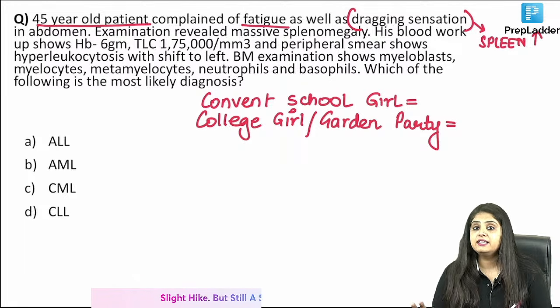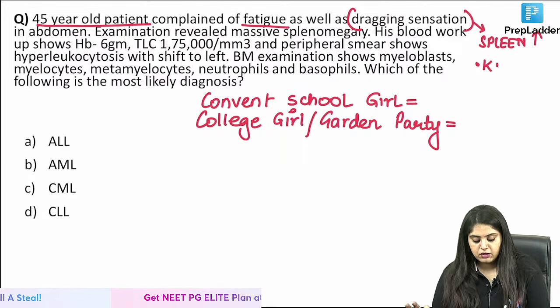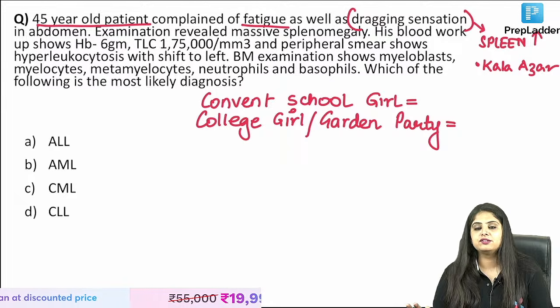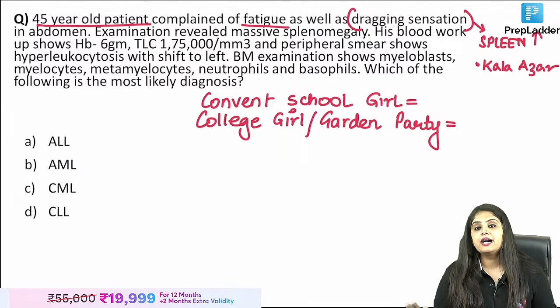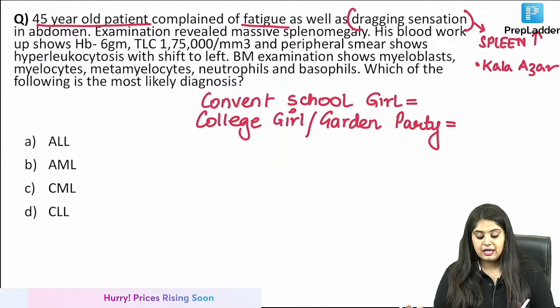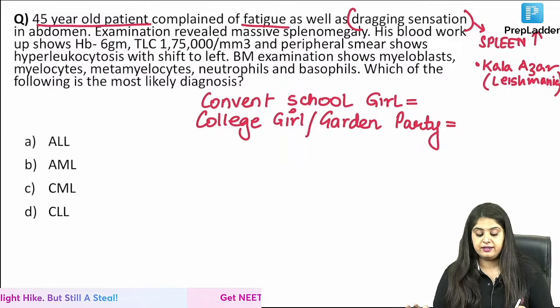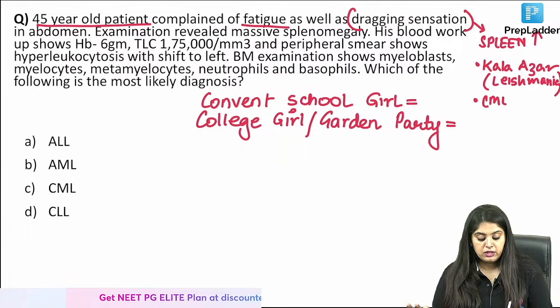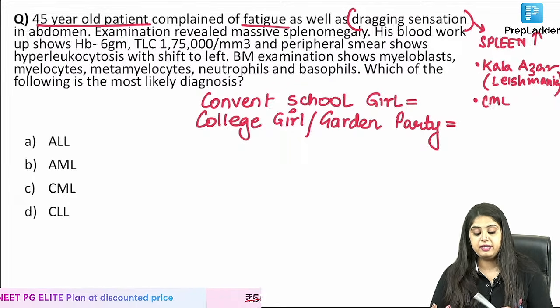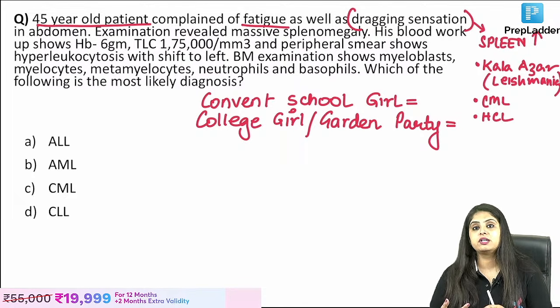Spleen enlargement, and they tell you infection. I'm not reading the question. Infection, I will always think of Kala Azar, right? All of you have gone to the answer, so I'm not focusing on that. Kala Azar, history of patient from Bihar, Orissa, Jharkhand. Kala Azar means Leishmania donovani, LD bodies, which we will study in micro. Other than that, if they talk about leukemia, always think of CML, and going forward I will also teach you hairy cell leukemia.